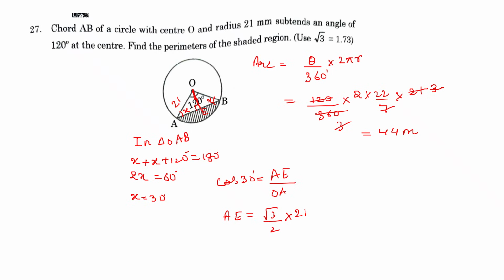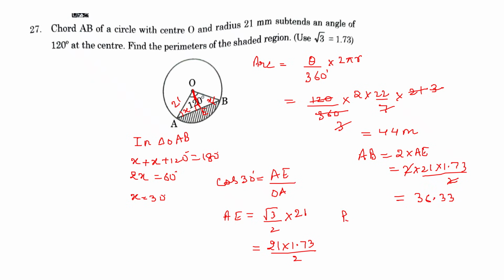Now let's solve it quickly. So it will be 21 into 1.73 divided by 2. So this is the value of AE, but we have to find the measure of AB, isn't it? Because AB is the chord. So AB will be twice of AE. So AB is equal to 2 times AE. So it is 2 into 21 into 1.73 divided by 2. So 2 and 2 cancel. And 21 into 1.73 will give you 36.33.